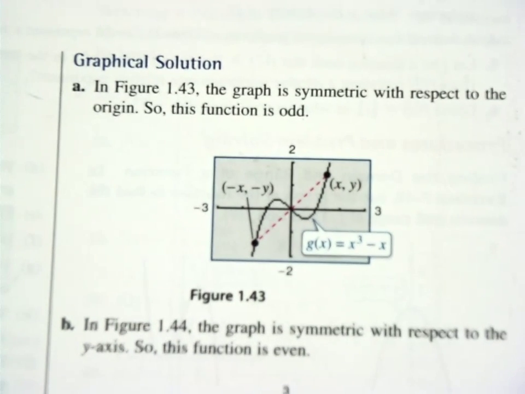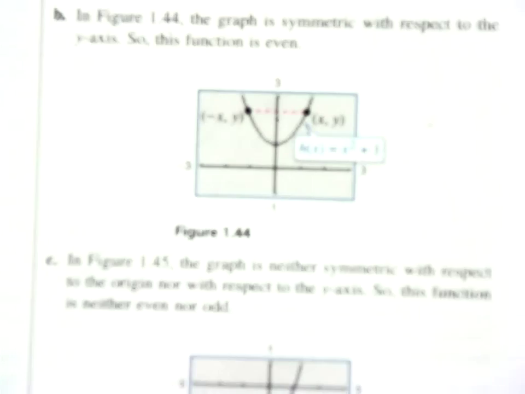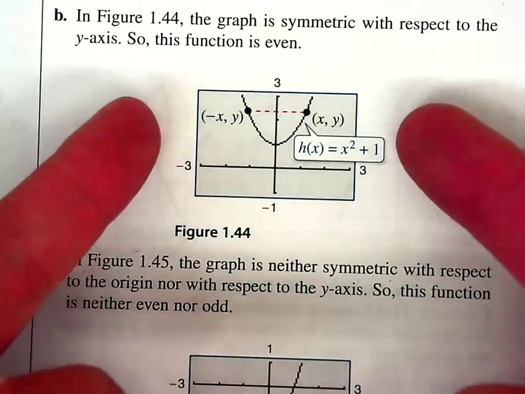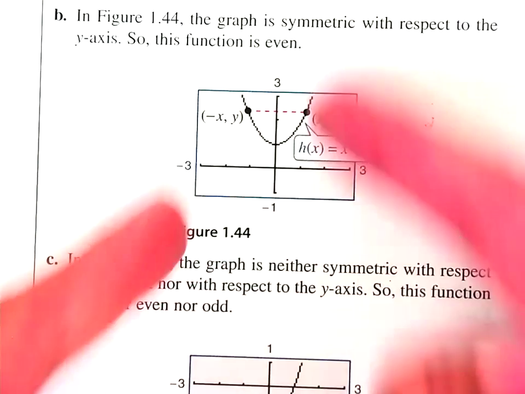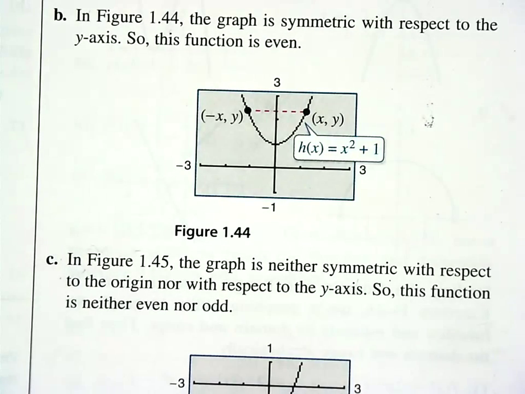An even function, on the other hand, is one that's symmetric with respect to the y-axis. In other words, I could fold it over this line right in the middle, and it would be symmetric to itself, and it would fold right over. Okay? So that would be an even function.